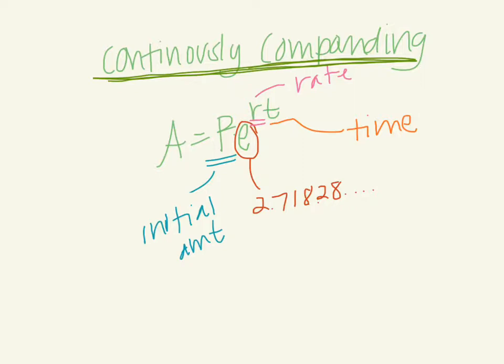So let's look at an example. The first one in the notes says the Houses are saving for their son's college education. If they deposit $12,000 in an account bearing 1.5% interest compounded continuously, how much will be in the account when Declan goes to college in 18 years?